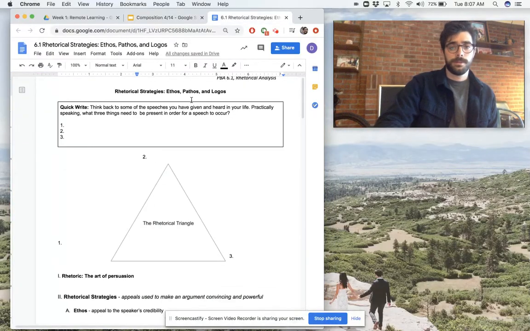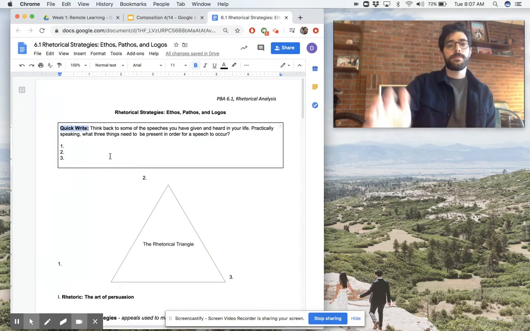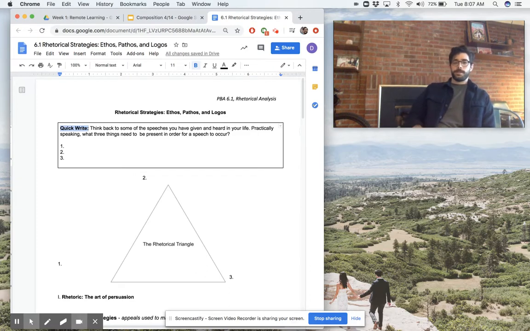The document looks like this, and it starts with a quick write. So think back. You've heard many speeches in your life. You've given many speeches in your life. And practically speaking, every time you either heard or given a speech, there has been at least 3 things present. What might be the 3 ingredients necessary for a speech to occur?